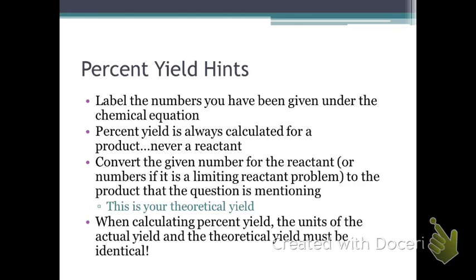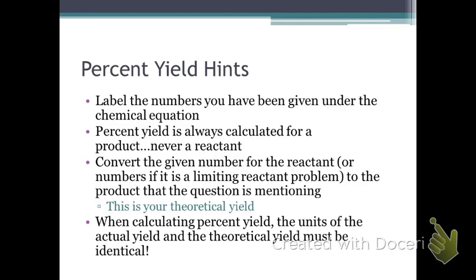These problems tend to be tricky for students. Here are the hints that I have to give you. Label the numbers, like I was showing you in the stoichiometry video. Summarize what you have under each species in the chemical reaction. Remember that percent yield is always calculated for a product. You want to know how much you produced, not how much you started with.